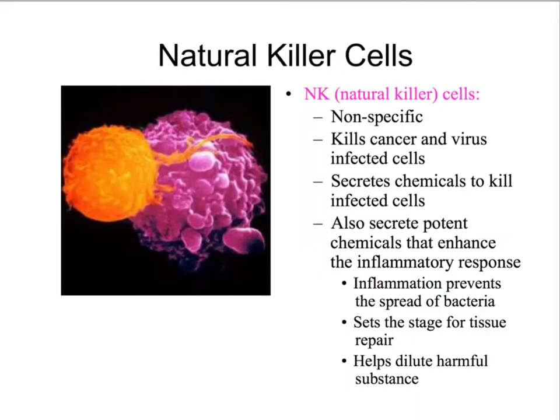Natural killer cells are non-specific, so they'll attack anything. They specifically like to attack cancer cells and virus-infected cells. They secrete chemicals that kill these infected cells, and they also secrete potent chemicals that enhance the inflammatory response. And that inflammation prevents bacteria from spreading, helps in tissue repair, and the fluid that is being released into that area causing the inflammation helps dilute any harmful substances that may be there.